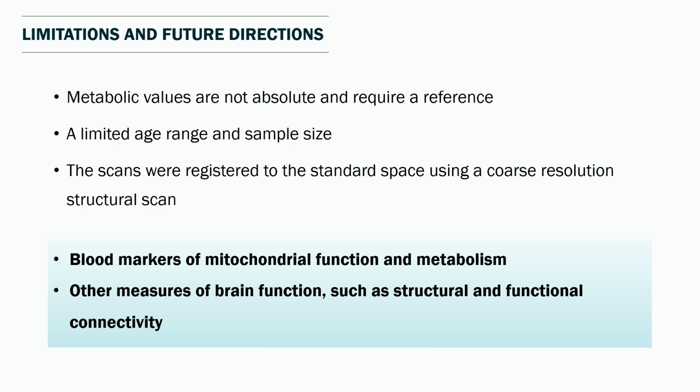And some future directions are, we want to look at blood markers of mitochondrial function and metabolism, which would be very interesting because we also have samples from the same participant group. We got blood samples, and from part of them we also got CSF samples. So it would be really interesting to ground this imaging research in actual biological samples. And we are also planning to look at other measures of structural and functional connectivity.